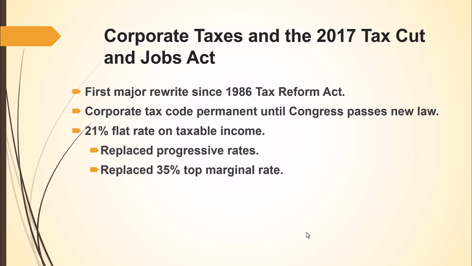Let's talk a little bit about taxation. The first major rewrite since 1986 happened in 2017. What are the essentials? Number one, the 21% flat rate on taxes. This replaced the progressive rates that we had historically, and certainly of note, it replaced the 35% top marginal rate, which is where most large corporations were.